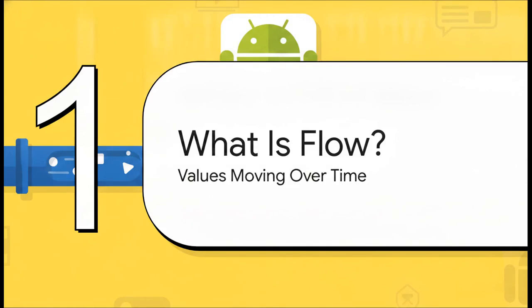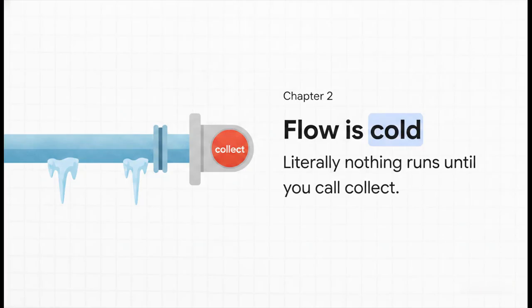Section 1. Flow. Values moving over time. Cold. Lazy. Triggered by collect. All right, let's start with the core problem here. You know that a standard suspend function just returns one answer and then it completely stops. But in the real world, data keeps changing. Think about things like location updates, live search results, database rows, or maybe a sensor that's taking a reading every single second. You simply can't model that kind of ongoing data with a single return value. And that's exactly where Flow comes in.